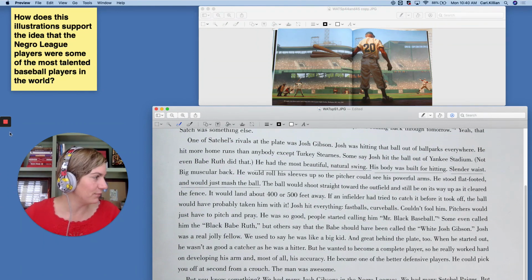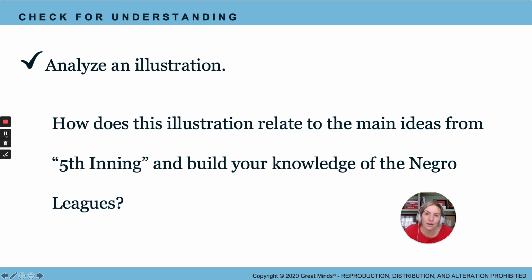Nice work. We've done a lot of work analyzing the main ideas as well as how the illustrations support those main ideas. We're moving into our check for understanding. This is where you are now going to independently look at an illustration from 5th inning. You're going to look at the one titled Leroy Satchel Paige, Yankee Stadium, Bronx, New York, circa 1942. I'll put it on the screen in a moment.